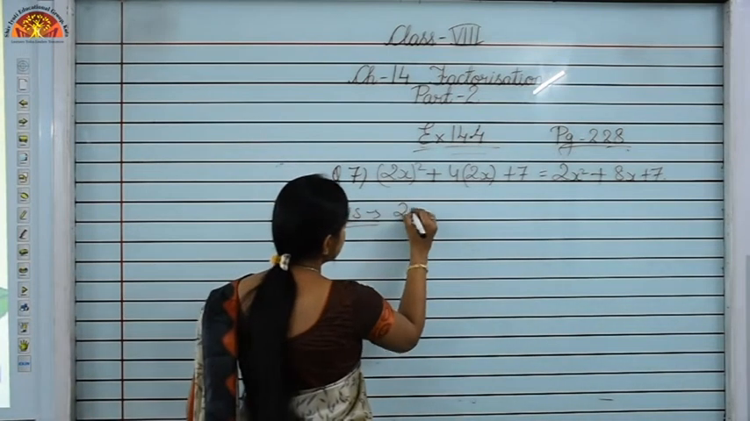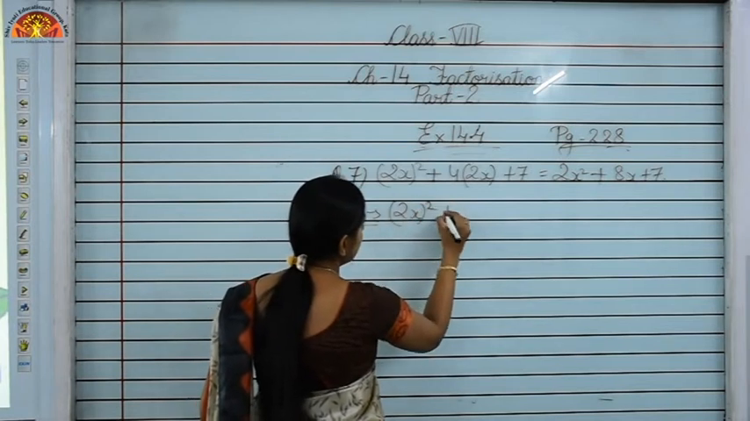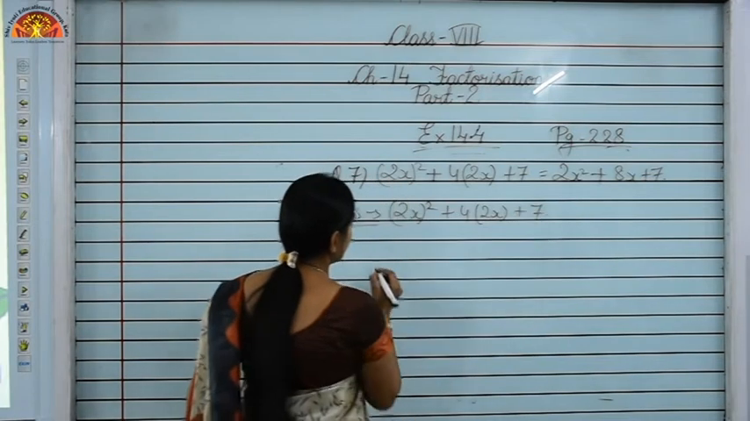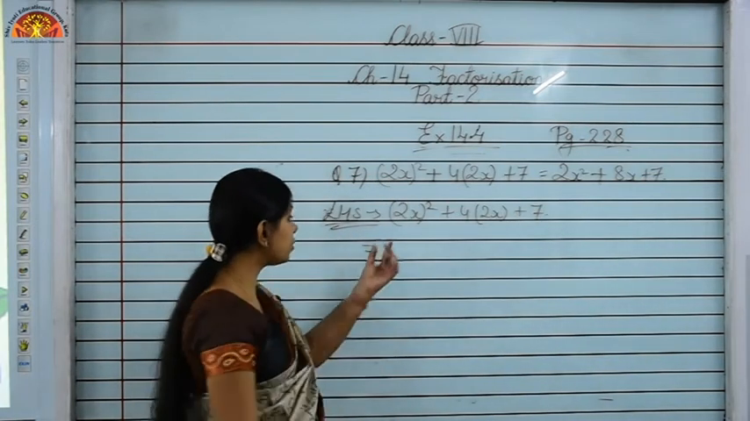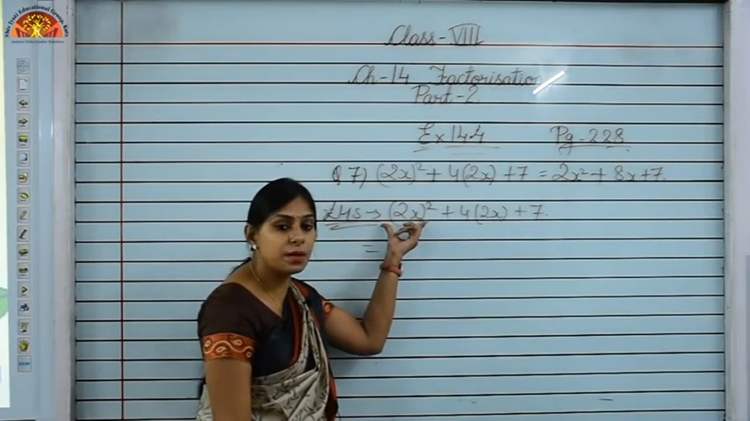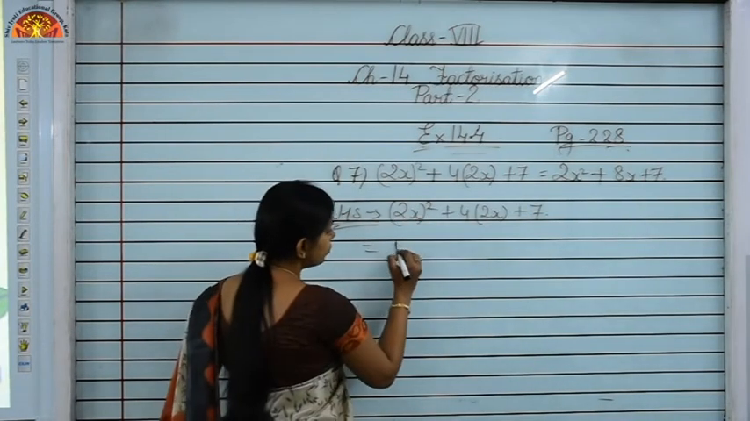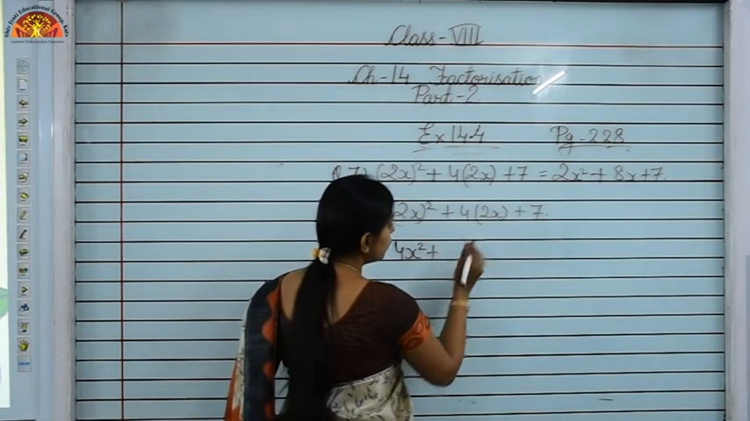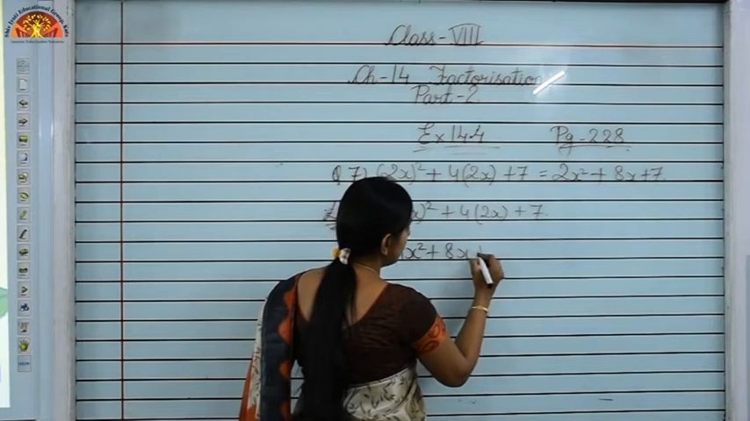So it is (2x) whole square plus 4 into 2x plus 7. So (2x) whole square, what will it become? The square of 2 and also the square of x, we have to take the square of this whole term. So the square of 2 will become 4 and the square of x will become x square, so 4x square. 4 into 2x will become 8x, plus 7.